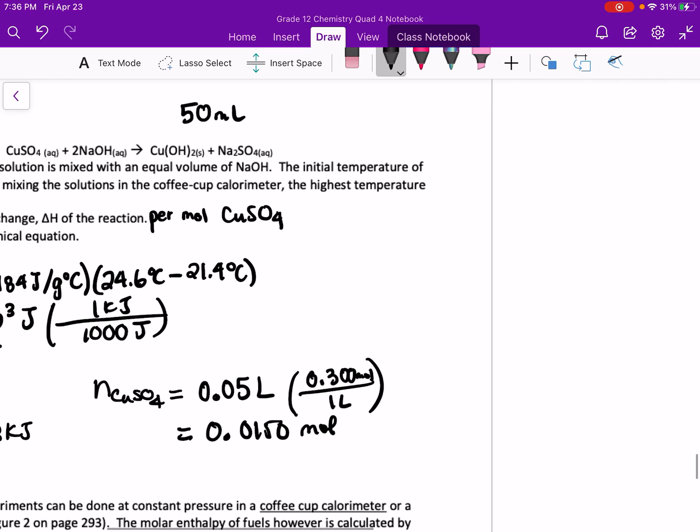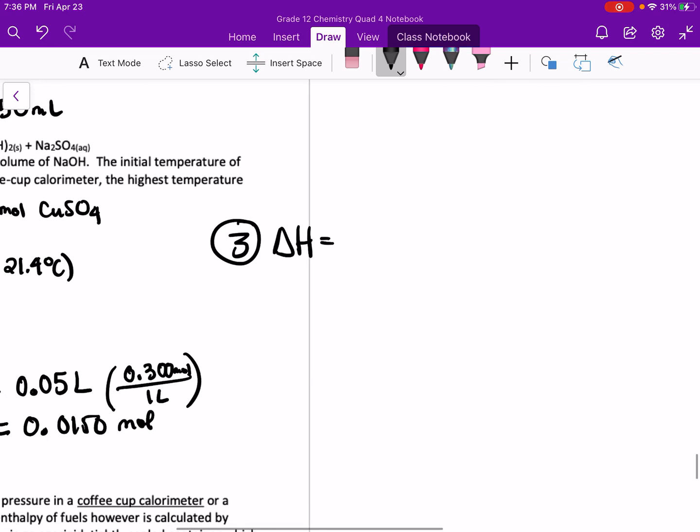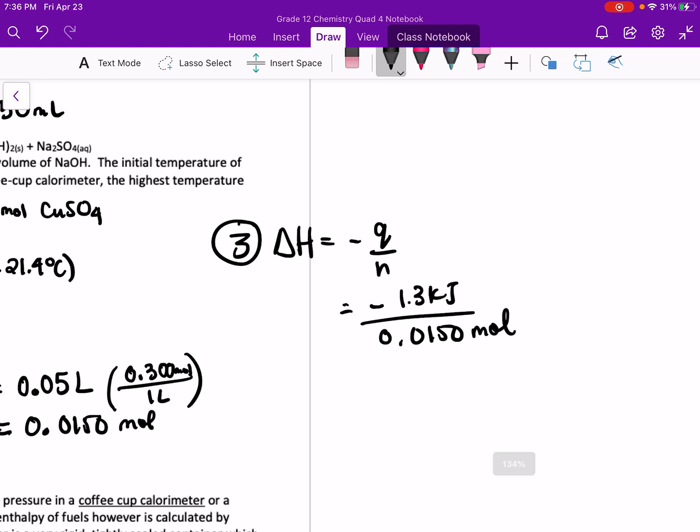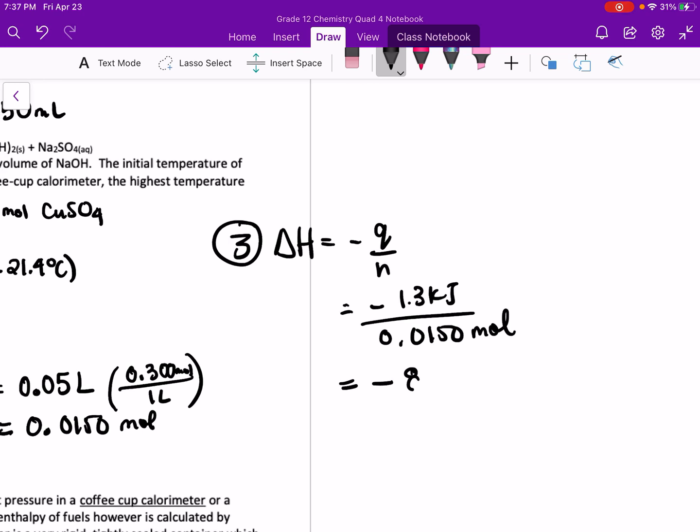In our last step, we want to find the molar enthalpy of copper(II) sulfate. So we are going to take our negative Q over moles. So we have negative 1.3 kilojoules over 0.0150 moles, which gives us negative 89 kilojoules per mole.